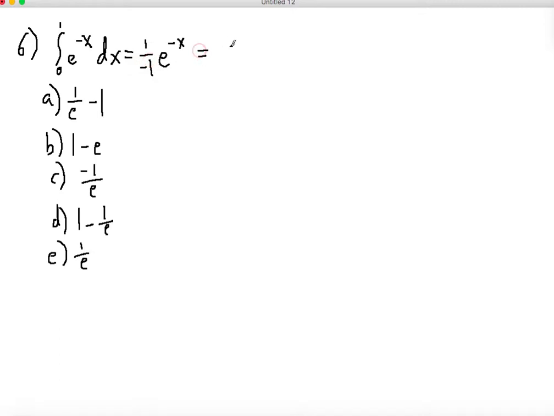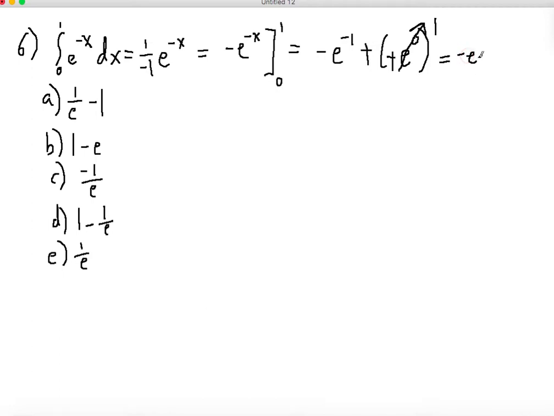So we get a negative e to the negative x. We're going to take that and plug in our bounds. So we have negative e to the negative 1 minus negative e to the negative 0, but that just means 0. This will become plus a positive. Remember, anything to the 0 power is 1. So we have negative e to the negative 1 plus 1.